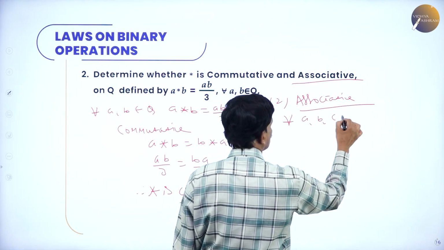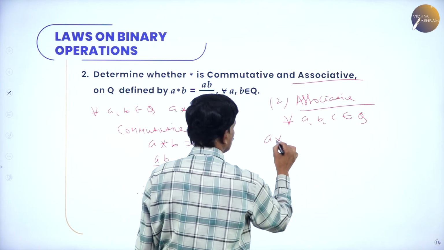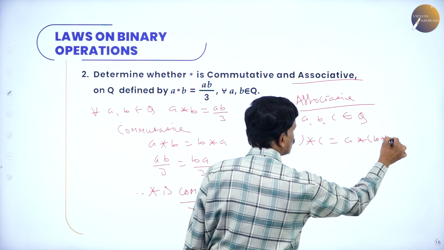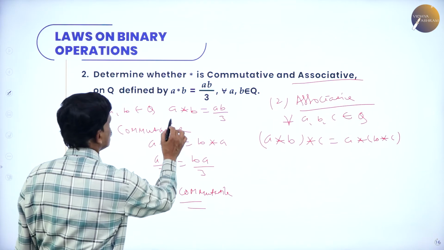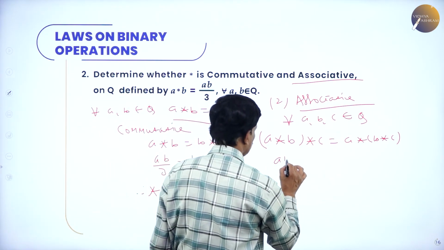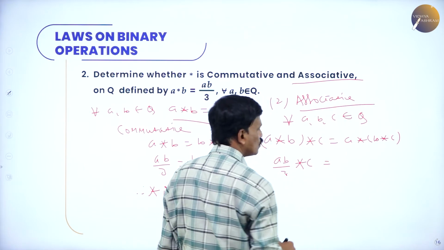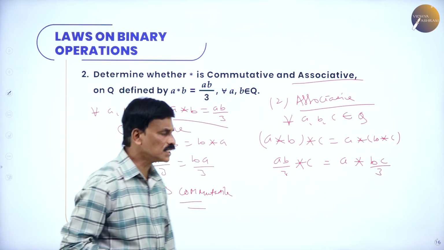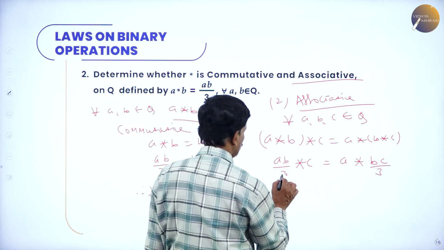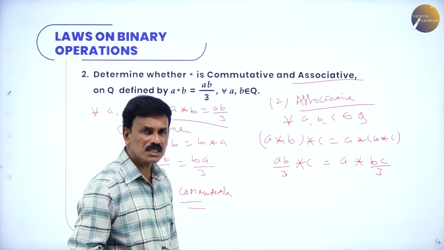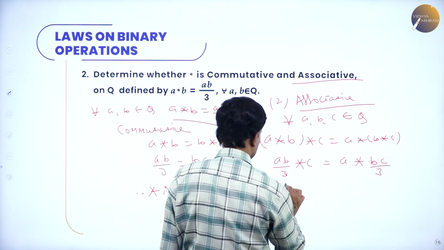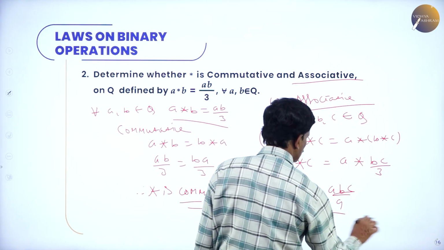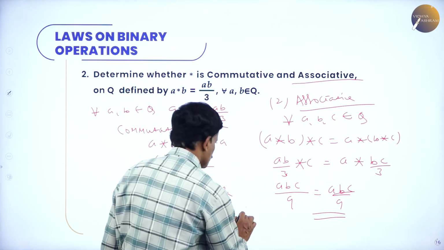For all A, B, C belongs to Q, what is the property? (A star B) star C is equal to A star (B star C). Now, what is A star B? A star B is equal to AB by 3. AB by 3 star C is equal to A star, what is B star C? That is also equal to BC by 3. So, if A star B is equal to AB by 3, then AB by 3 star C can also be written as ABC divided by 3 into 3 is 9. This is also equal to ABC by 9. So, therefore, star is associative.